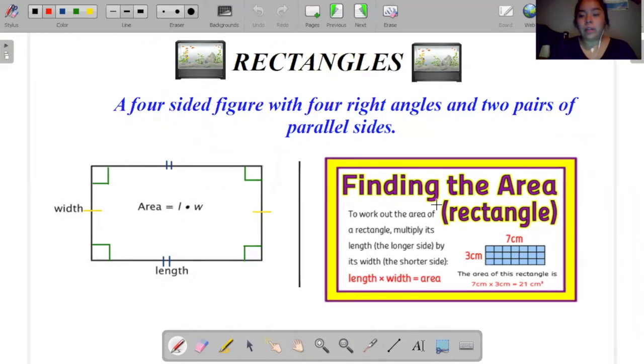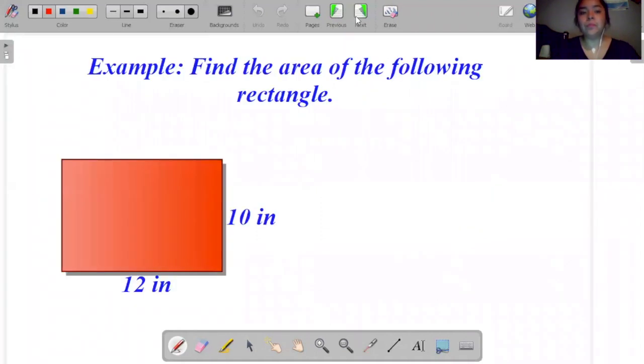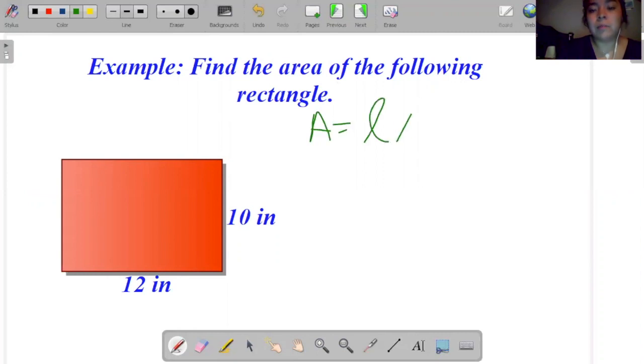And then to find the area of a rectangle, we're gonna multiply length times width. So area is equal to length times width. So now let's do an example. So here it says find the area of the following rectangle. So we know our formula. So we're gonna write down our formula, which is A is equal to length times width.